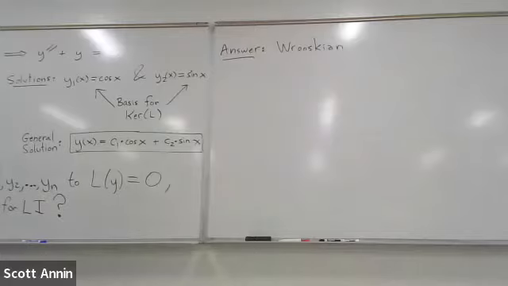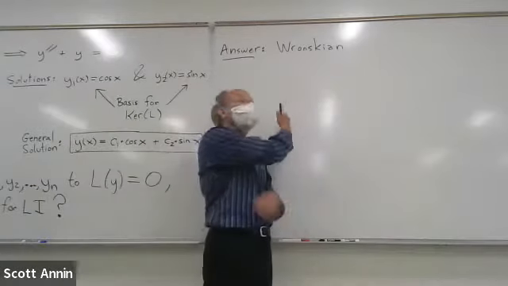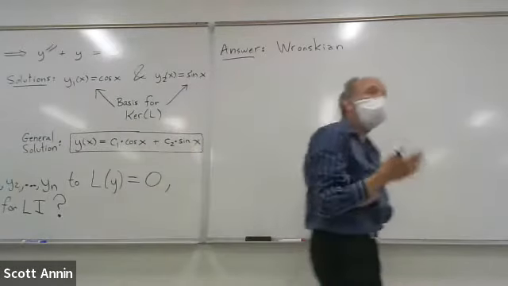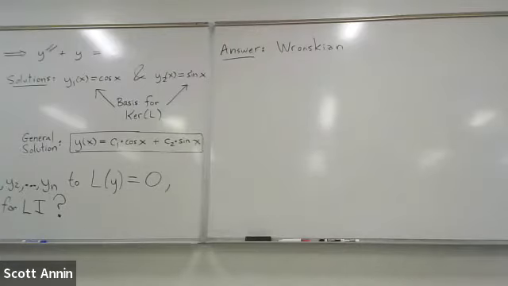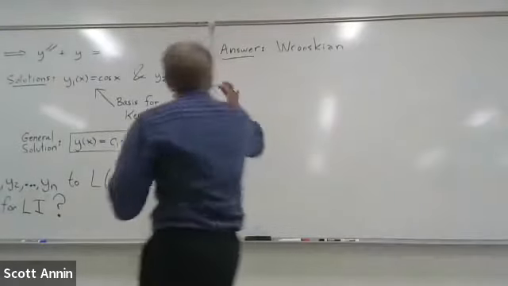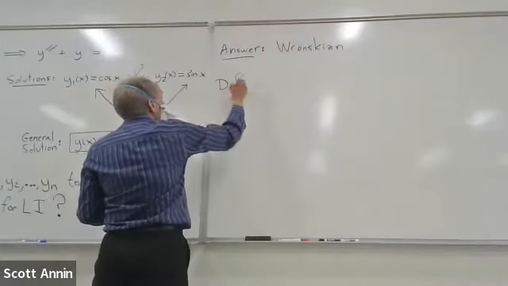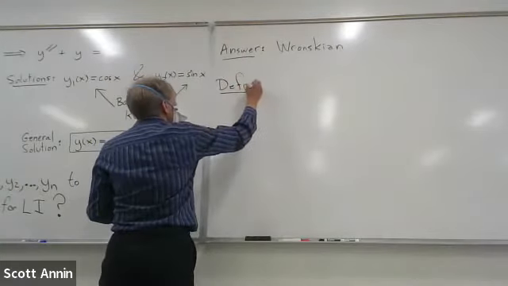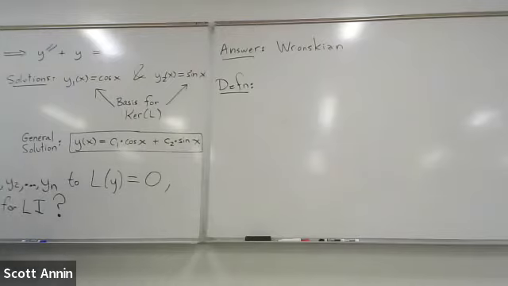Now, I could have talked about this back in chapter 4. In fact, if you look at our book, it is mentioned even in chapter 4. But I didn't really want to use it until we really need to have this tool, and now is when we need it. So let me write down what this Wronskian is and how we can use it to test for linear independence. This is just a quick definition.